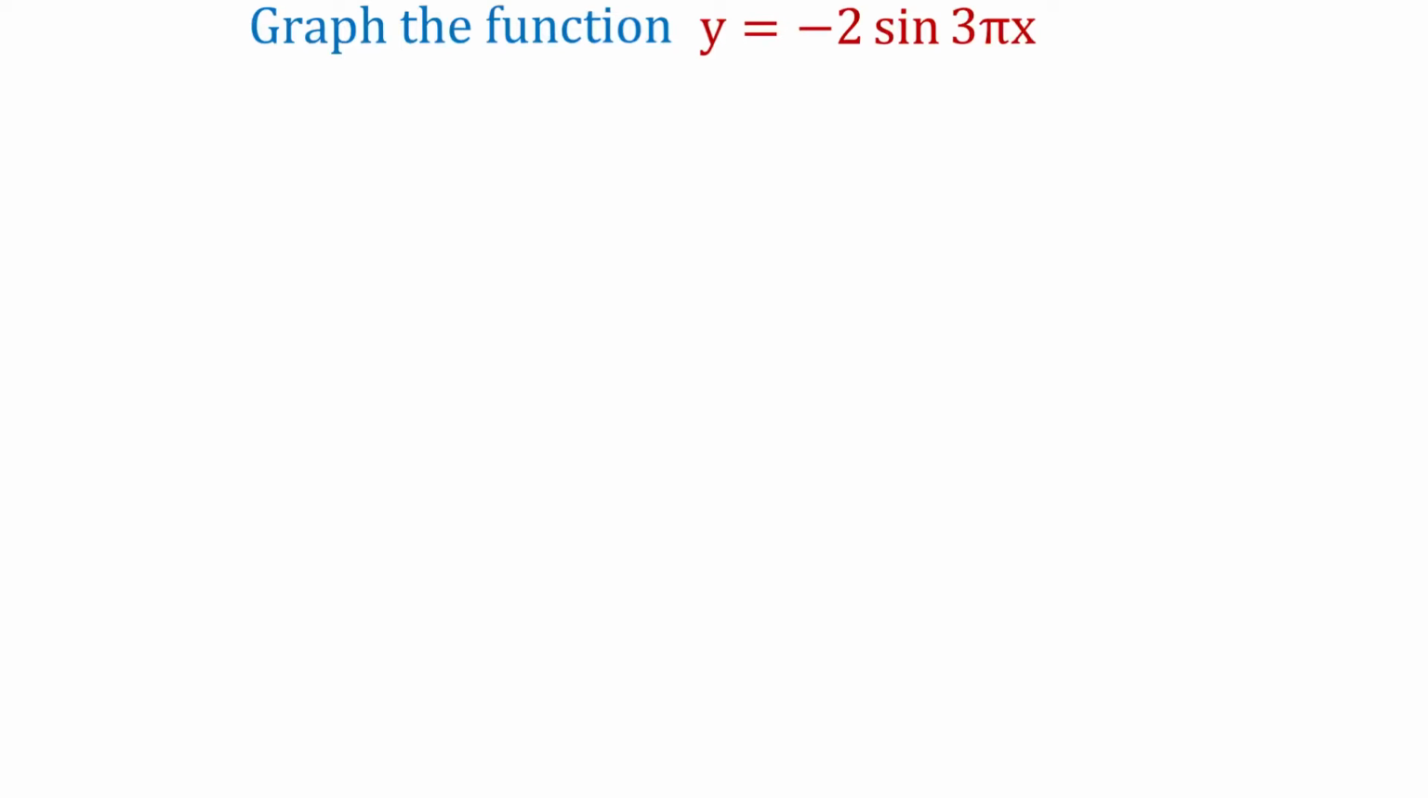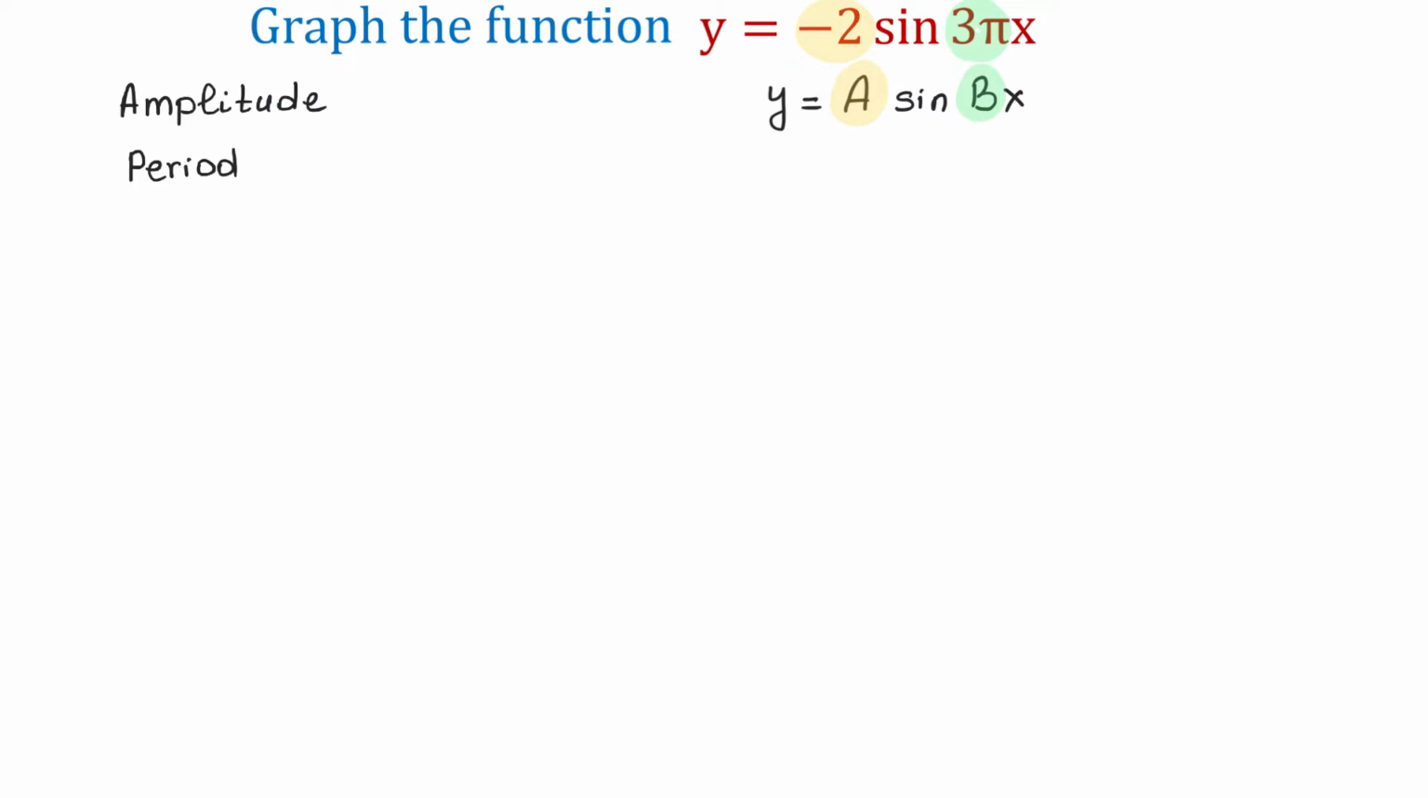In this video, we will graph the function y equals -2 sine of 3 pi x. This function has the form y equals a sine of bx. In our function, a is -2 and b is 3 pi. To graph the function, first we have to find the amplitude and the period.